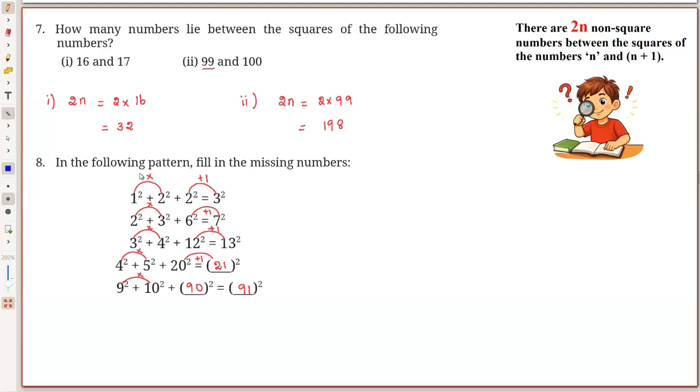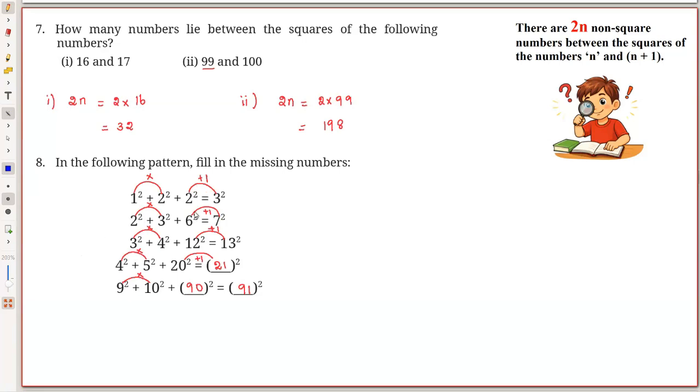Now the 8th question, they have given a pattern to find the missing numbers. We have to find the connection. 1 square plus 2 square plus 2 square is equal to 3 square is given. And 2 square plus 3 square plus 6 square is equal to 7 square. The pattern is we are multiplying the first and second numbers. 1 into 2 is 2. So 2 plus 1 is 3. That pattern is going on.